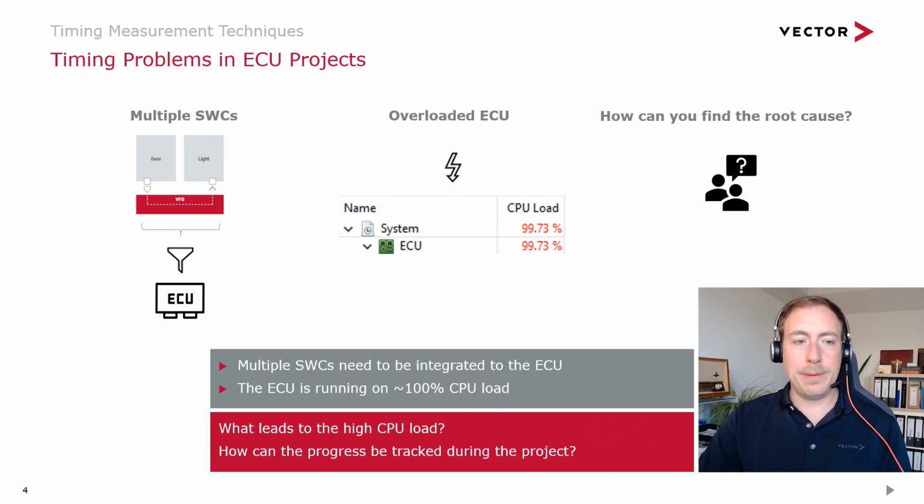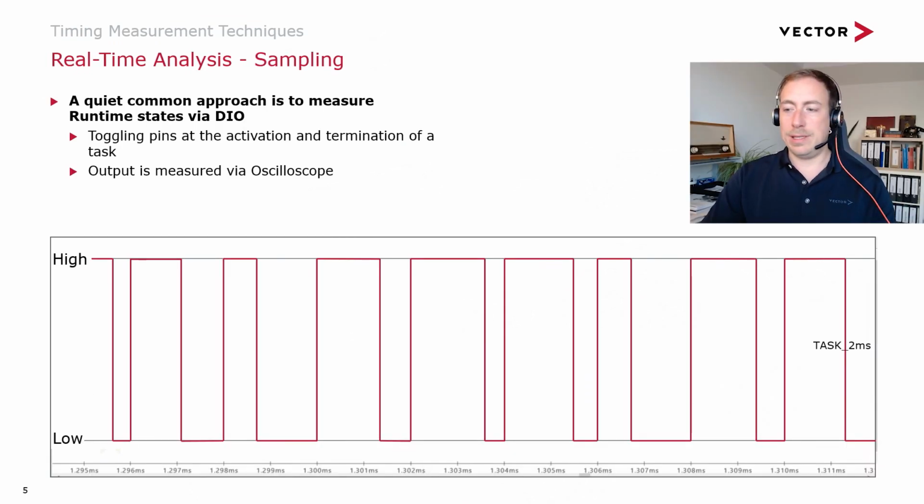So let's start with a simple motivation. We have a timing problem in our system. A lot of software is being deployed. There is an overload situation of approximately, in this case, 99.73%. But the question is, how do we actually find the reason for this? If we have such a high amount of CPU load, how do we understand what we can improve?